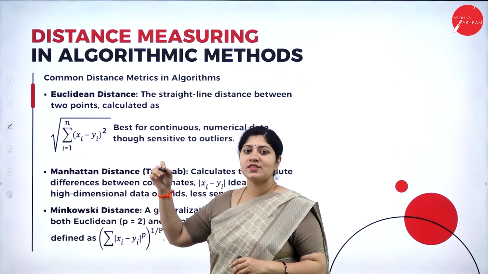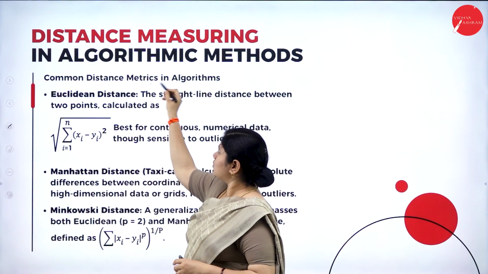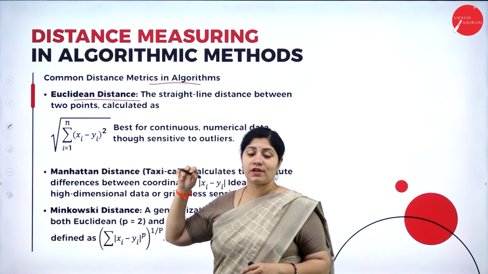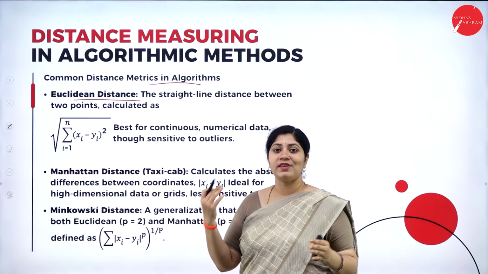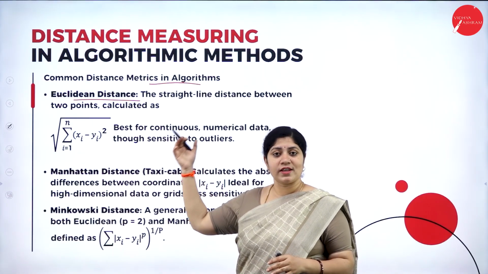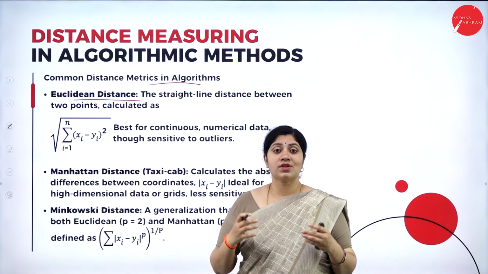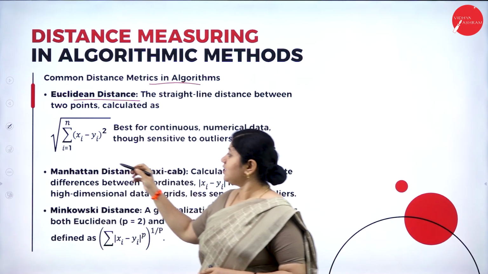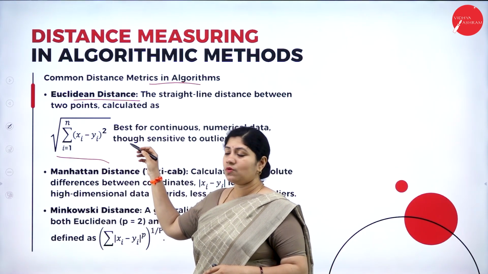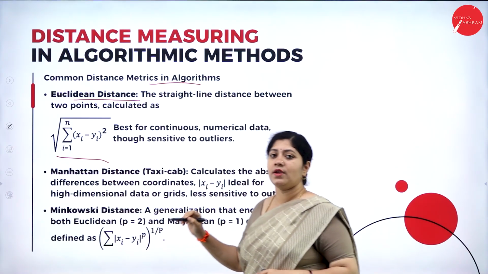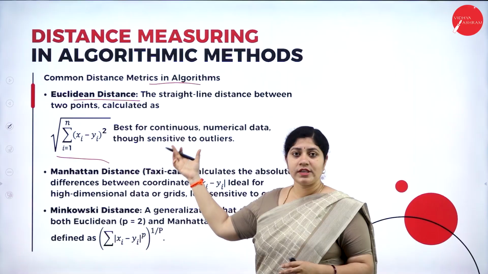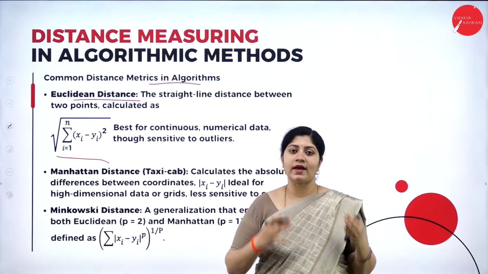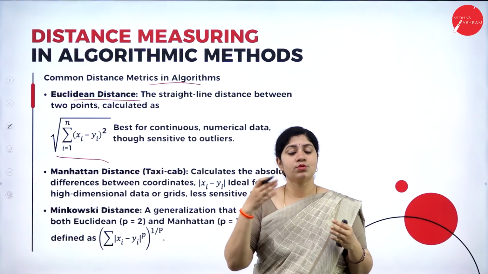So there are a few common distance metrics with respect to algorithms. The first is Euclidean distance. This is very important and crucial when we speak with respect to clusters as well as distance measures. It calculates the straight line distance between two points, and the representation is the square root of summation of (xi minus yi) whole squared. This Euclidean distance is the best fit for continuous numerical data, though it is sensitive to outliers.